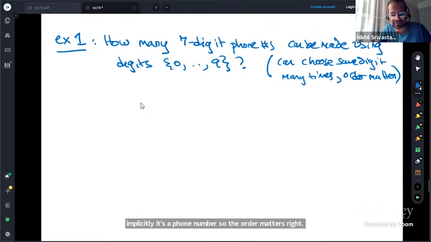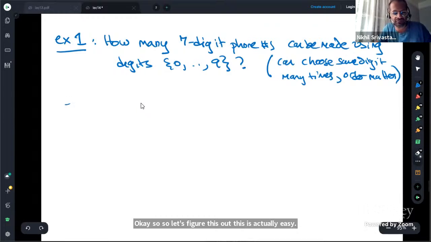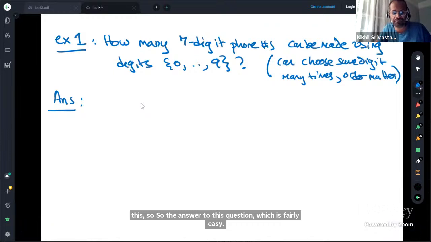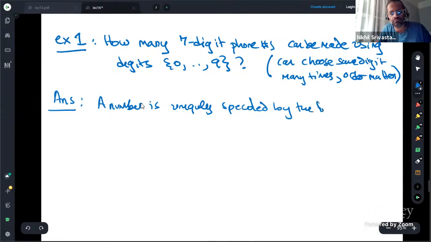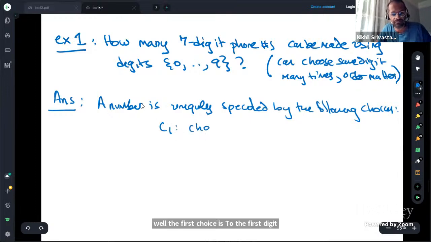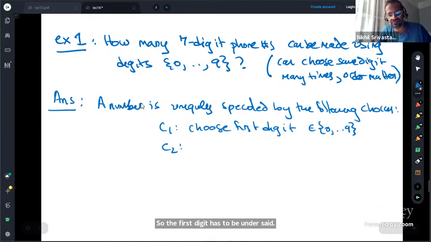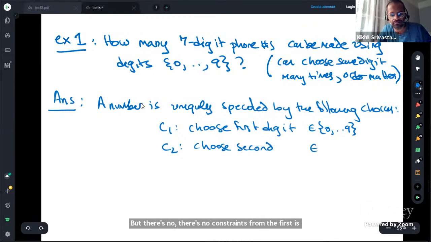Okay, so let's figure this out. This is actually easy. A number is specified by the following choices. The first choice is choose the first digit, so the first digit has to be in the set. Now the second is choose the second digit given the first, but there's no constraint from the first digit, so just choose the second digit. And then so on, just do it 7 times.